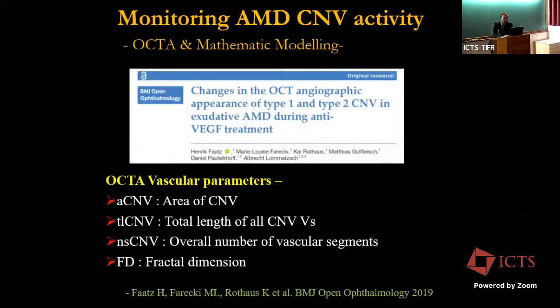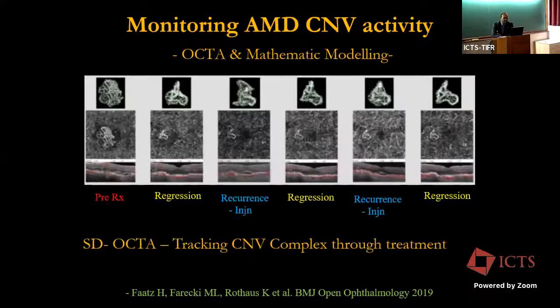Now, FATS did some good work, and I'd just like to highlight this one paper where they looked at the changes in OCT angiography in 2 types of CNVM in response to anti-VEGF treatment. They tried to see whether OCT angiography lends itself to mathematical modeling, and they found that it was useful in monitoring CNV activity. They looked at various vascular parameters: area, total length of the CNV vascular segments, overall number, fractal dimension. They found that with cyclic regression and recurrence with anti-VEGF injections, these little neovascular sprouts also correspondingly changed in their mathematical model.